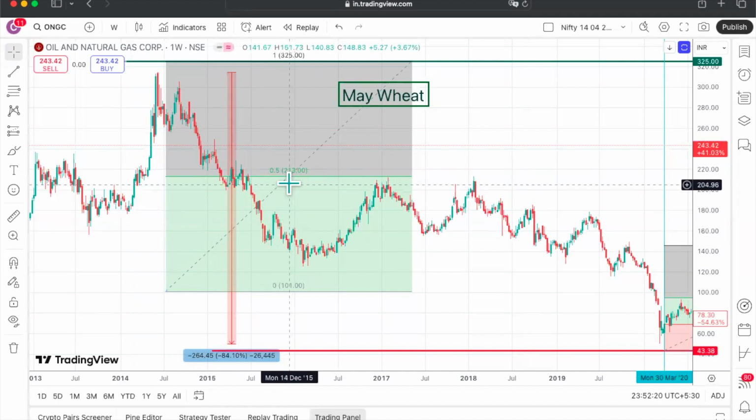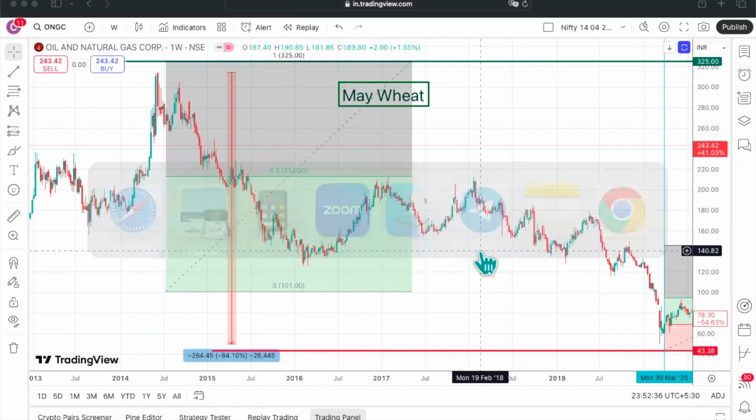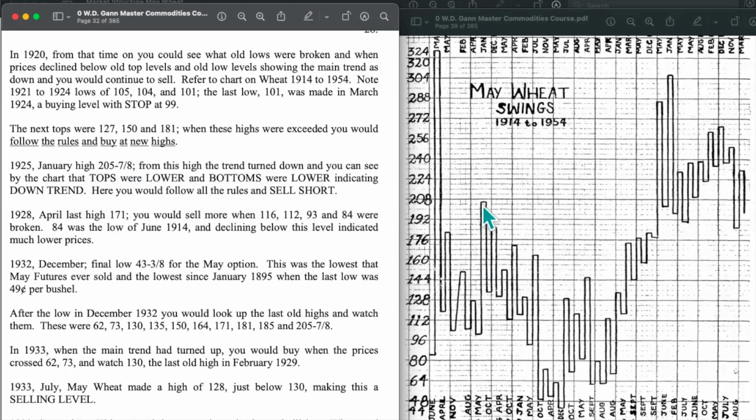And that's why Gann says this is a selling level, because as per the rule, if prices are below the 50% level, there is weakness and the prices can go down further. So from the 50% level, the prices started moving down. Let's look at the chart. From this level, it made lower lows, lower lows, lower lows, and we came down to a low in 1932.